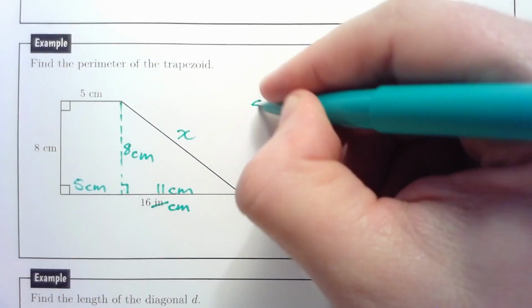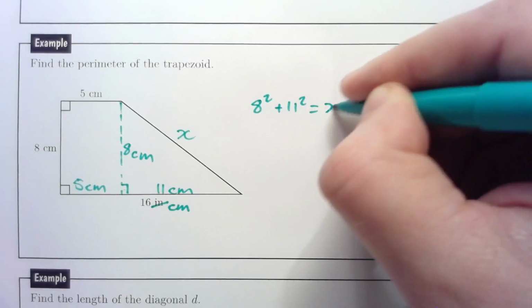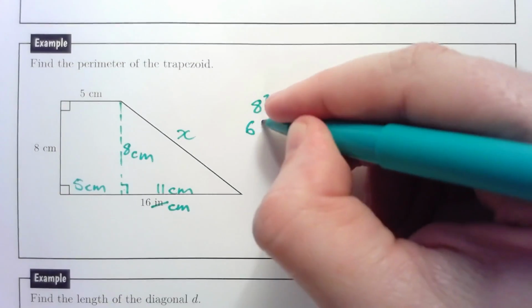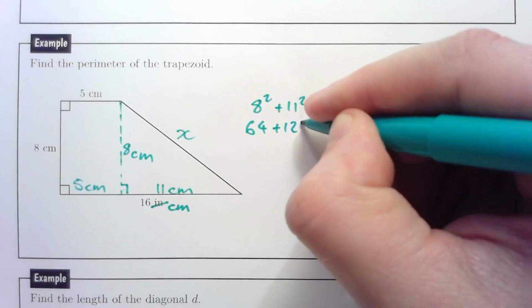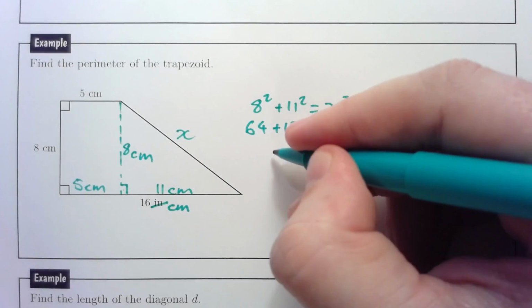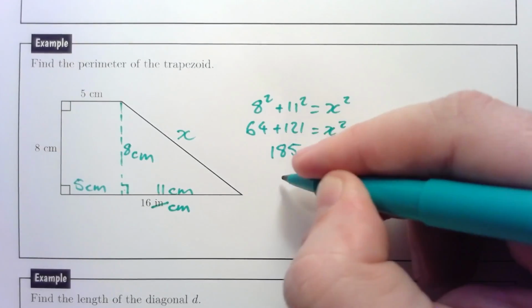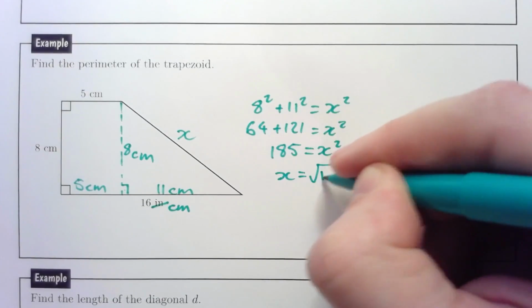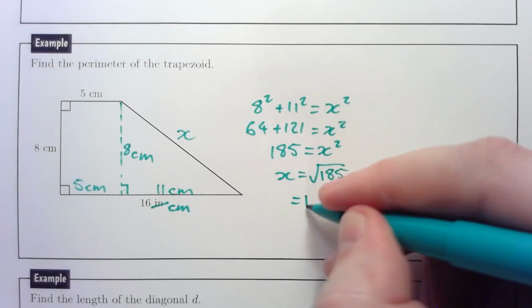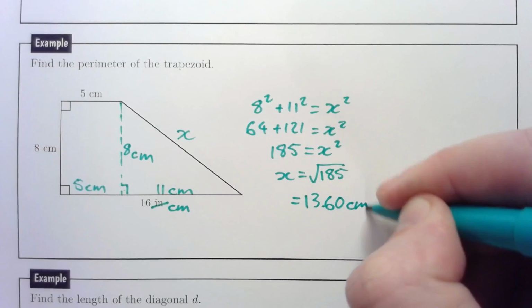So we square our 2 legs and add them together. That equals the hypotenuse squared. 8 squared is 64. 11 squared is 121. That still equals x squared. Add those together, we get 185. That means that x is the square root of 185, which is approximately 13.60 centimeters.